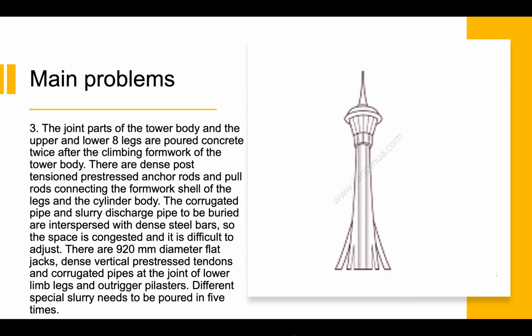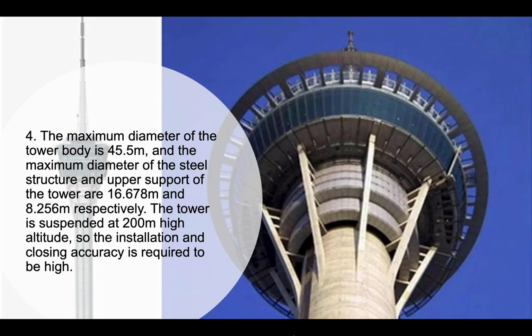3. The embedded corrugated pipe and slurry discharge pipe are interspersed in the tensioned reinforcement, which makes the space congested and the adjustment difficult. It needs to pour different special slurry 5 times, and the technology is complex, so it needs special careful construction. 4. The glass curtain wall, aluminum gasket plate, and upper support are fixed with a prefabricated formwork shell, which is large and heavy, and the installation is difficult and dangerous.